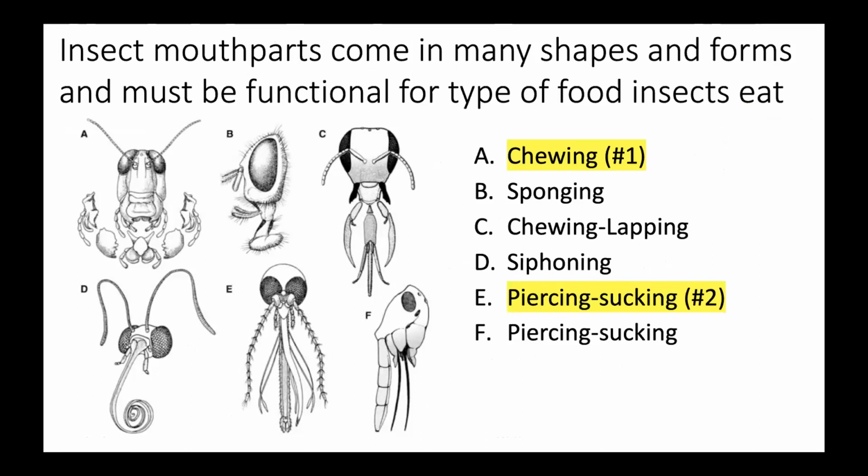But some of the main ones are going to be the chewing mouth part, which grasshoppers and beetles and termites and ants have. The second most popular is going to be that piercing and sucking mouth part that I talked about when it comes to true bugs, aphids and stink bugs, and they have that usually on the underside of their body.